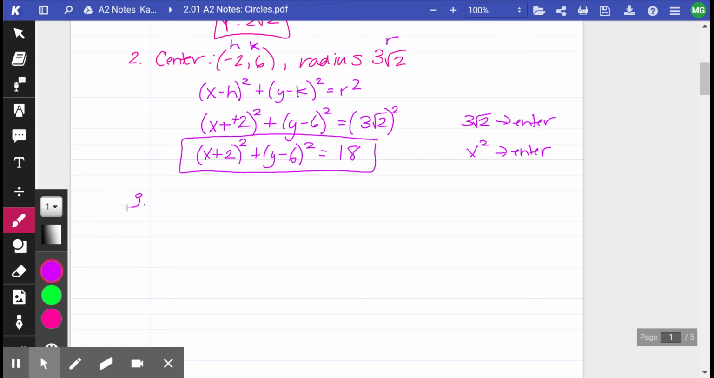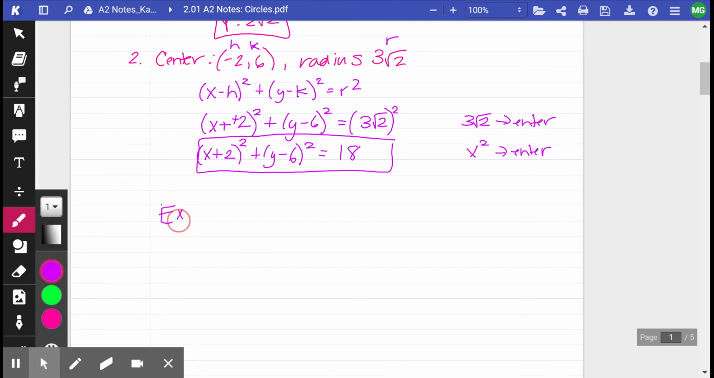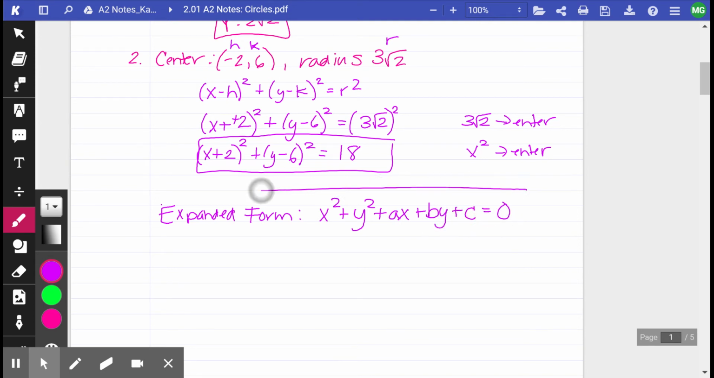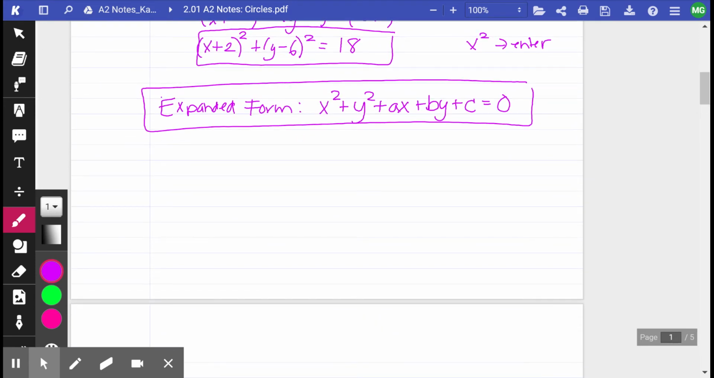So next, I'm going to actually give you expanded form, and I want you to write it into that standard form, or center radius form. So expanded form is just like if I took that formula and I FOILed it out. So I took x minus h times x minus h and FOILed it, y minus k times y minus k and then FOILed it. Then I would get something like x squared plus y squared plus ax plus by plus c equals 0. So all it means is it's expanded out. You don't have those parentheses being squared or anything like that.